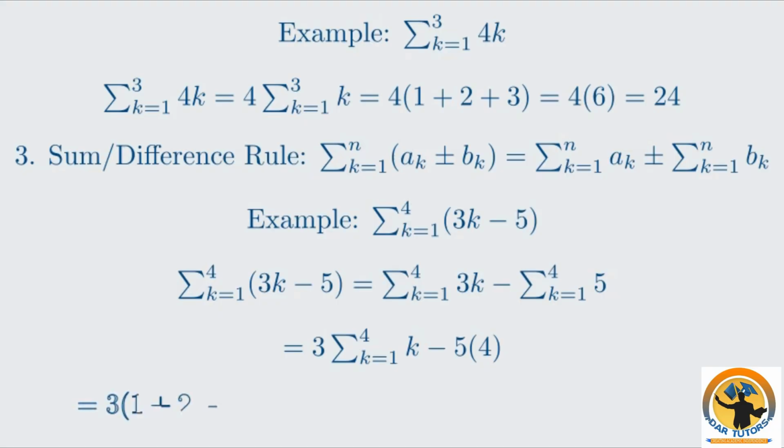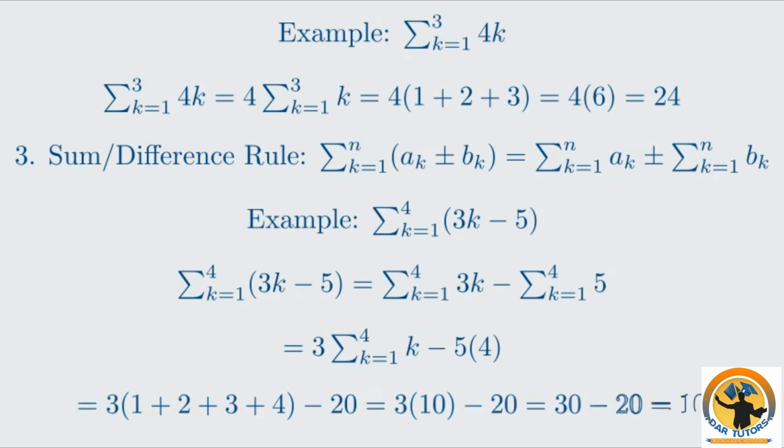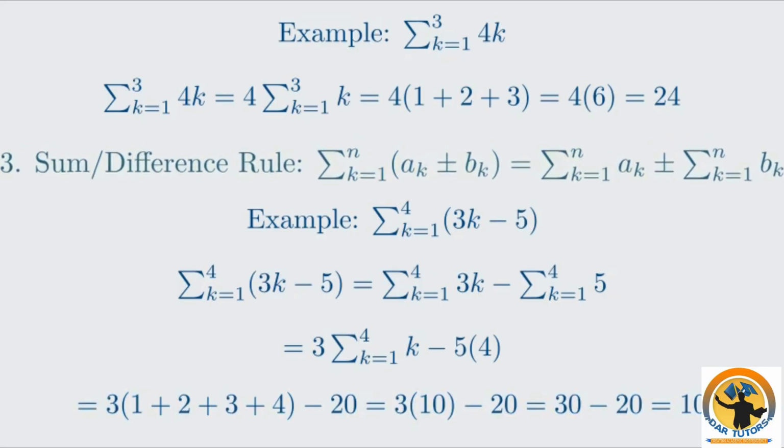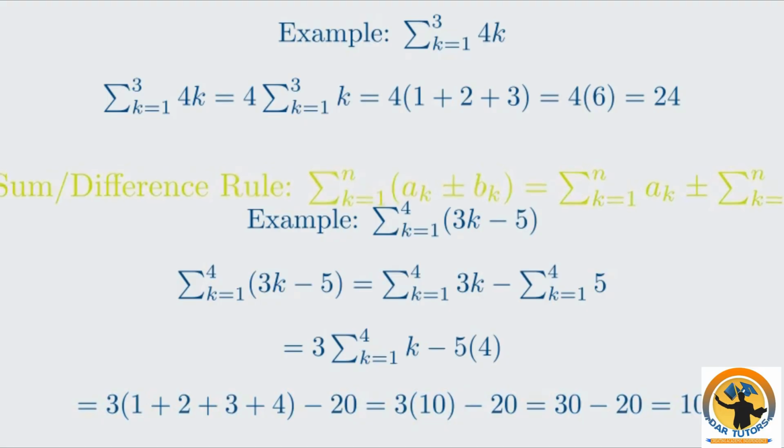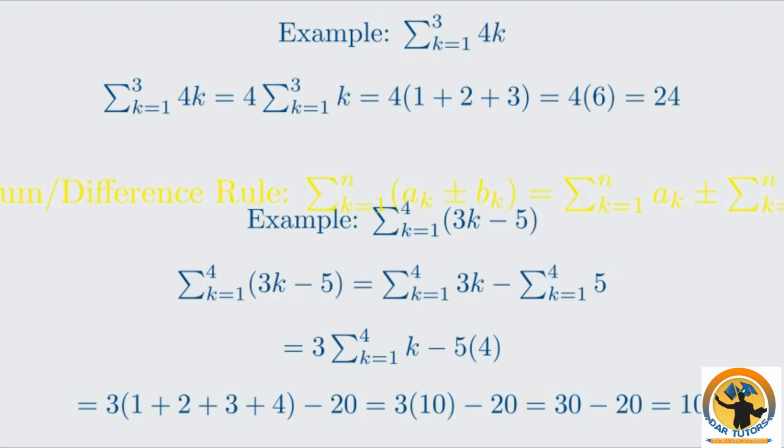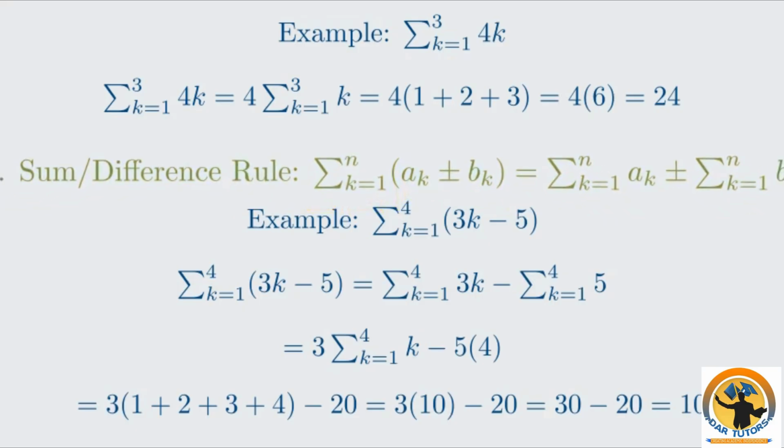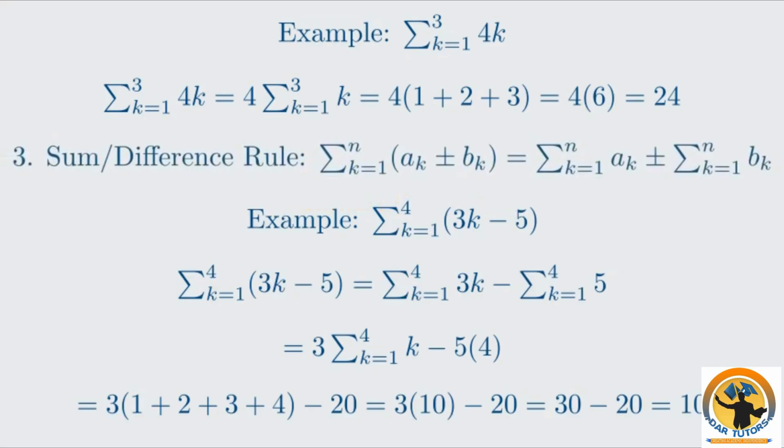The sum of k from 1 to 4 is 1 plus 2 plus 3 plus 4, which is 10. So we have 3 times 10 minus 20, which equals 10. To recap, we've learned 3 key properties: the sum of a constant, the constant multiple rule, and the sum and difference rule. These properties allow us to break down complex summations into simpler, more manageable parts.